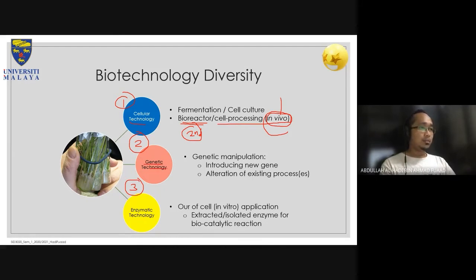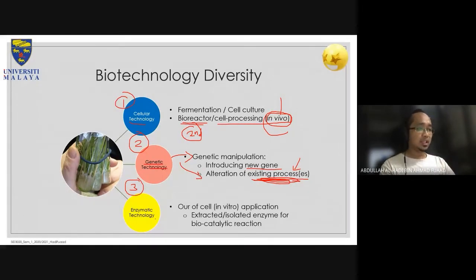Second diversity is genetic technology. So it involves genetic manipulation, introducing new genes, as I mentioned, drought resistance, or altering existing processes. We'll go into a little bit more detail when we reach there, in a few weeks' time.